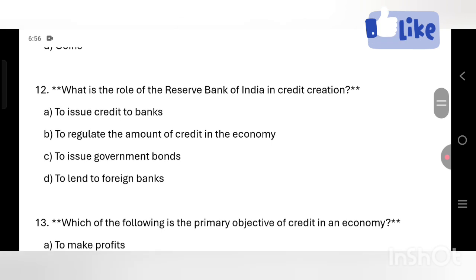Question number 12: what is the role of the Reserve Bank of India in credit creation? Option A, to issue credit to banks. Option B, to regulate the amount of credit in the economy. Option C, to issue government bonds. Option D, to lend to foreign banks. And the correct answer is option B, to regulate the amount of credit in the economy.